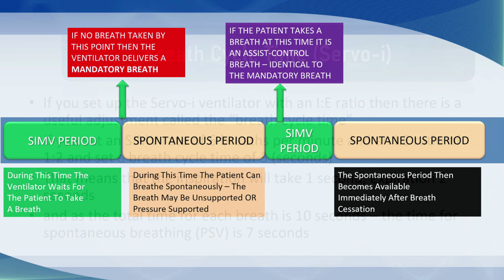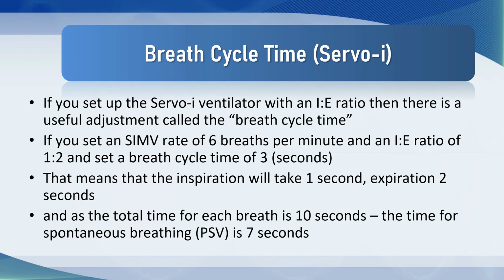An example of one of the algorithms that's used by a company is the breath cycle time on the Servo-i ventilator that's made by Maquet. If you set up the Servo-i ventilator with an I/E ratio, there is an adjustment in it called the breath cycle time. This is an I/E ratio, not an inspiratory time. So you could set up, for example, an SIMV rate of 6 breaths per minute and an I/E ratio of 1:2. And then you set a breath cycle time of 3 seconds.